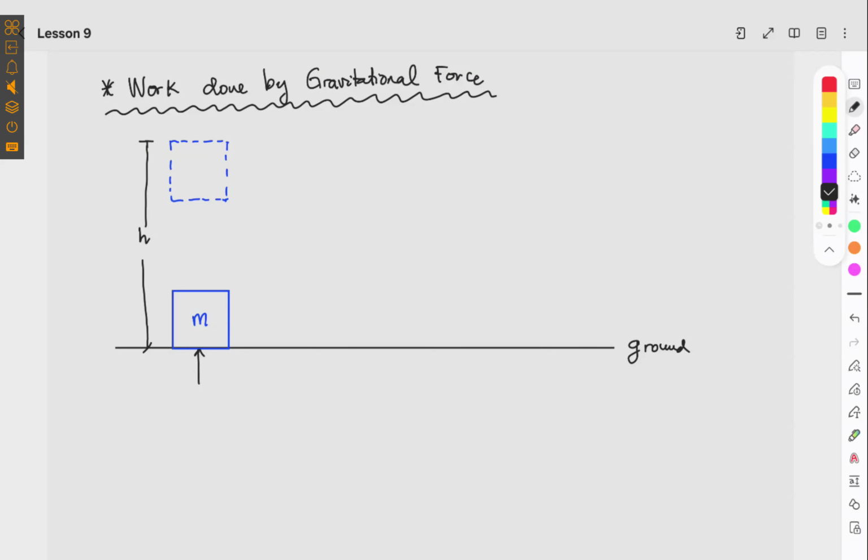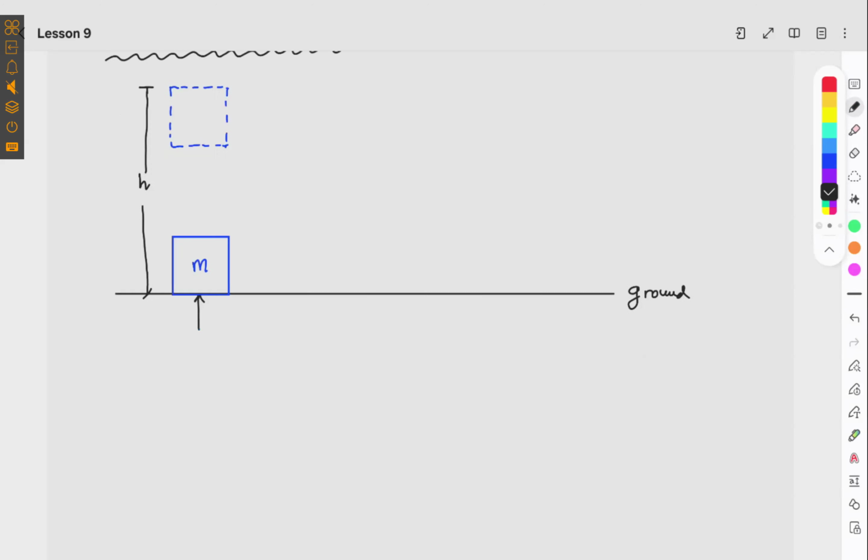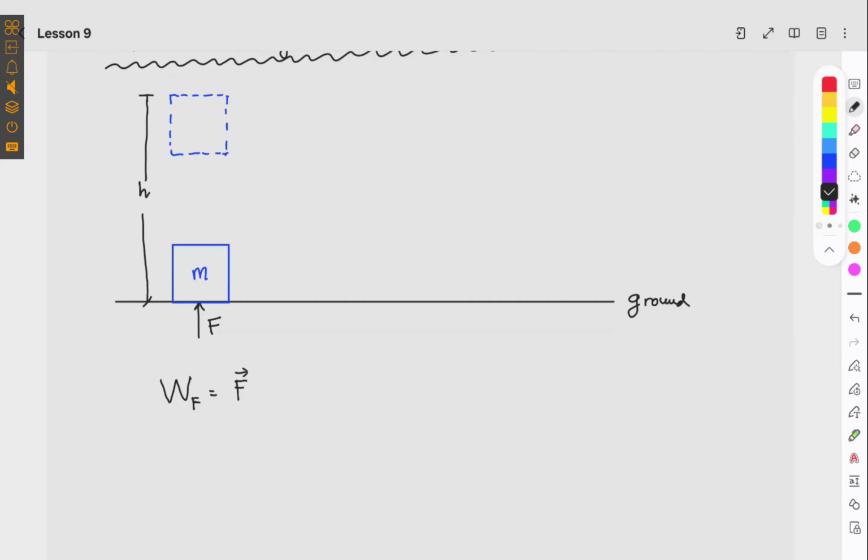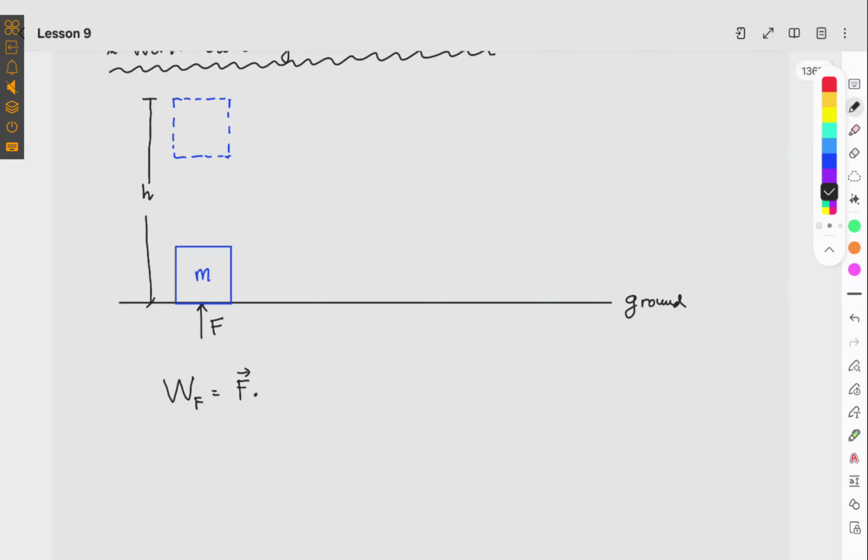We can also calculate the work for this. Let's call this the work by force. You're applying a force, right? So the work that you do by applying a force, how do you calculate that? It's simply the force multiplied by the displacement, or the distance.